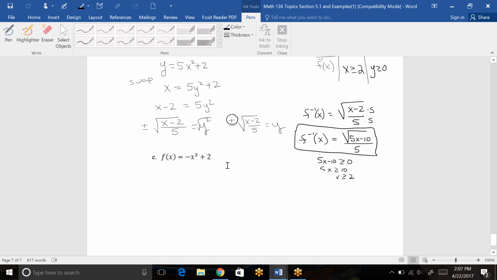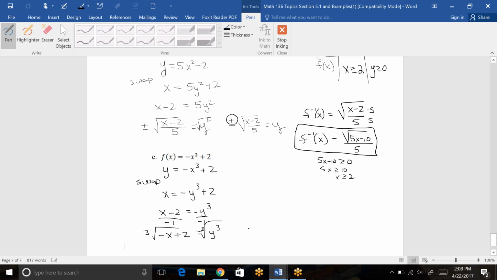For the last example on this one, we need to find the inverse of this function, negative x cubed plus 2. So write it as y equals negative x cubed plus 2. We do our swap, so x equals negative y cubed plus 2. I would subtract over the 2 and divide everything by negative 1. So that would actually make this negative x plus 2 equals y cubed. And we need to take a cube root.